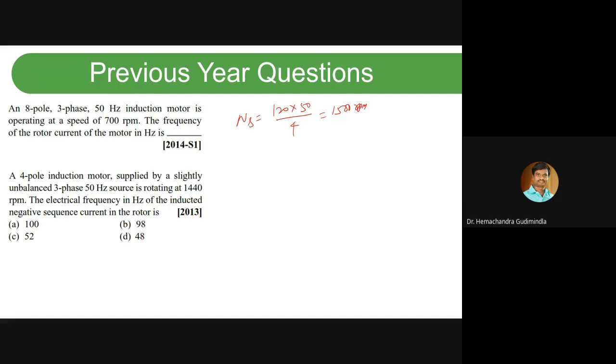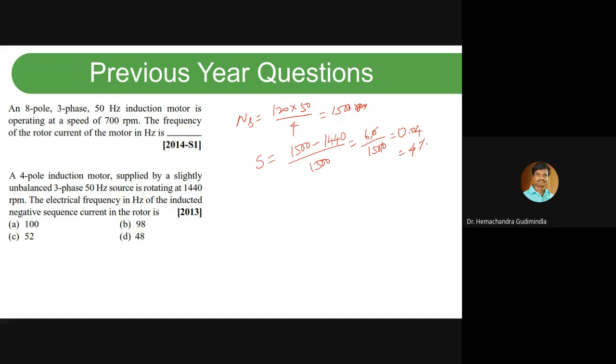Ns is 1500 rpm. Now what is the slip? S is equal to what? 1500 minus 1440 divided by 1500. We will get 60 divided by 1500. So 6 by 150, which gives 0.04, or we can say 4%.